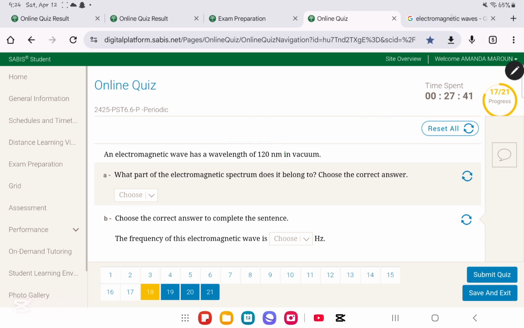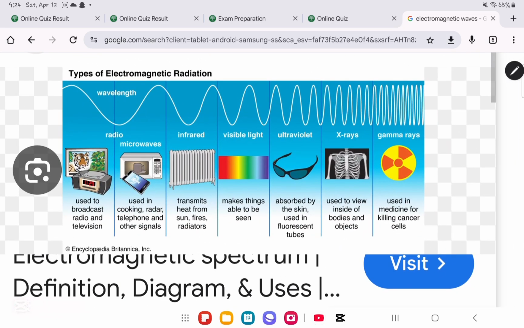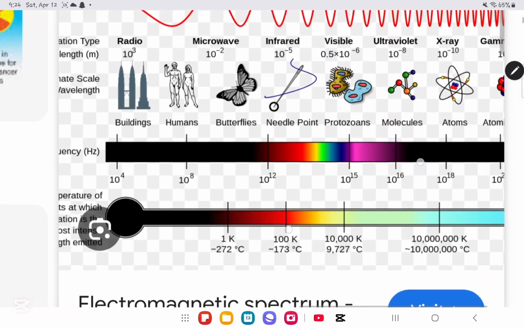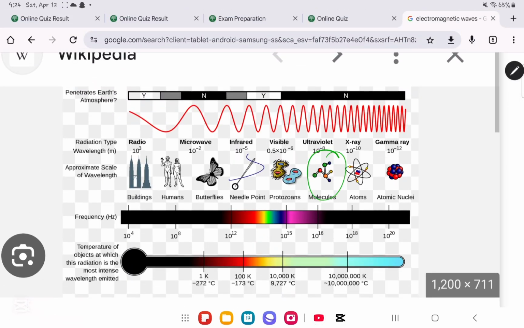So here, all you need to do is check the electromagnetic waves. Over here, they don't have the, here we go, this one. As you can see, ultraviolet radiation is between 10 to the power of minus 8 and 10 to the power of minus 10.